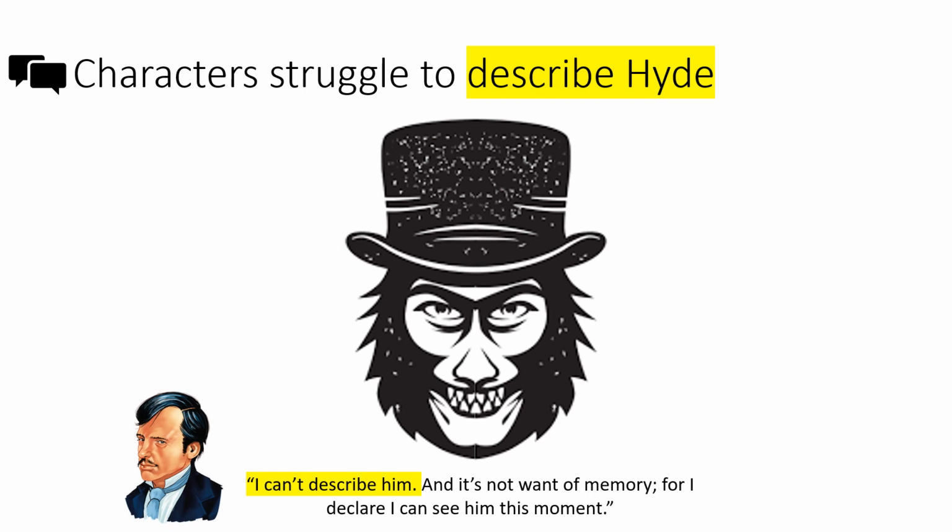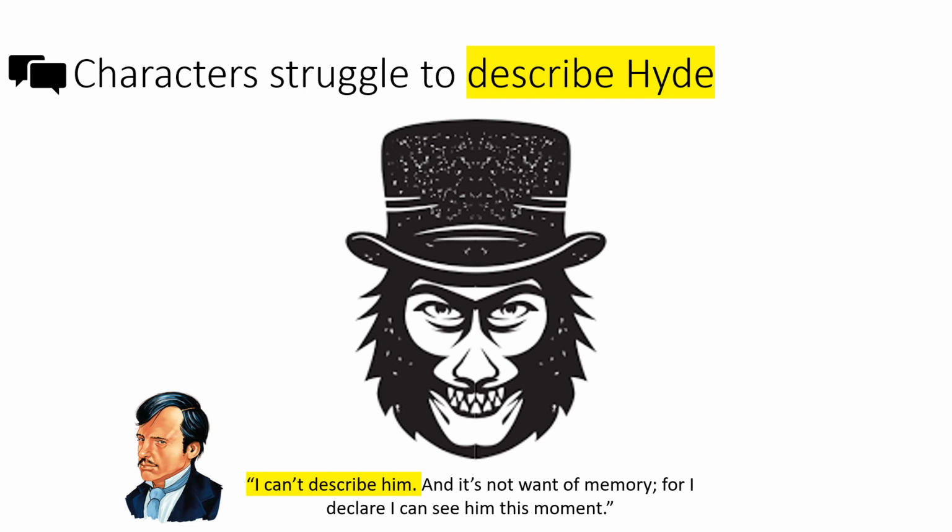The first character that can't describe him is Enfield. "I can't describe him, and it's not want of memory, for I could declare I can see him this moment." He's not talking about literally being able to see him. His impression, the image of Hyde, has made a negative impression on him, so that he can see him in his mind now, but he doesn't have the language to be able to do this.